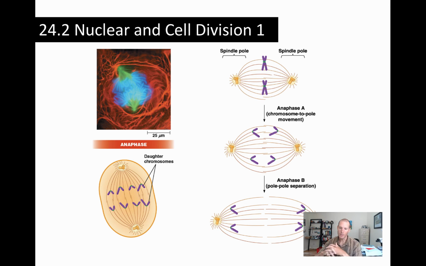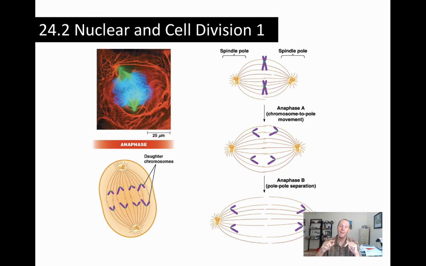And so when we go to anaphase, which is the shortest stage of mitosis, the two sister chromatids separate. It happens very quickly. They separate abruptly and they move towards opposite poles of the cell. This happens in two stages. There's anaphase A, and that's where the chromosomes are pulled towards the spindle poles as the microtubules at the kinetochores get shorter.